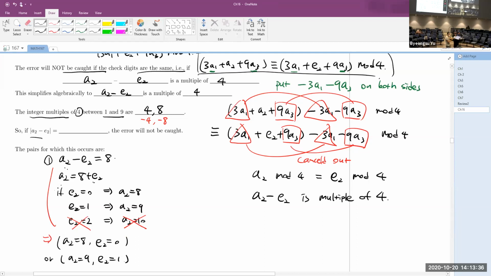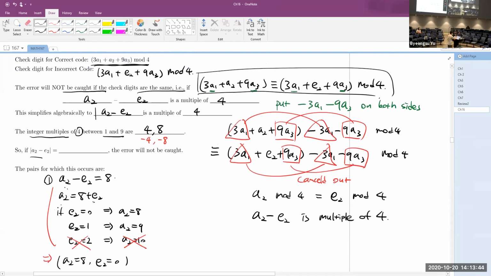Does it make sense? Or do you have any question on here? Okay, yeah, so you're okay with this conclusion, right? Okay, so from here, we just figure out that when A2 minus E2 is a multiple of 4, right?